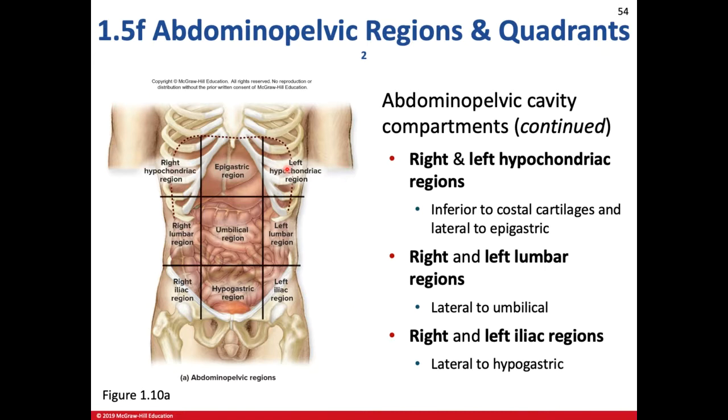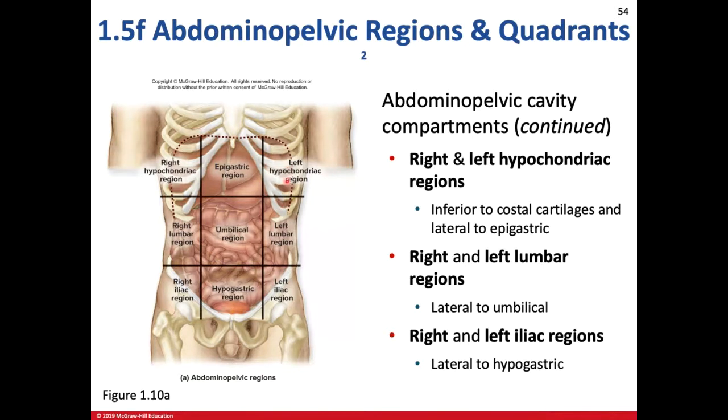Okay, so there are the different regions. There's their locations, and we can note the organs that are in those regions. And knowing that, then we can determine what a person's problem might be if they come in with a chief complaint in a particular region of the body.